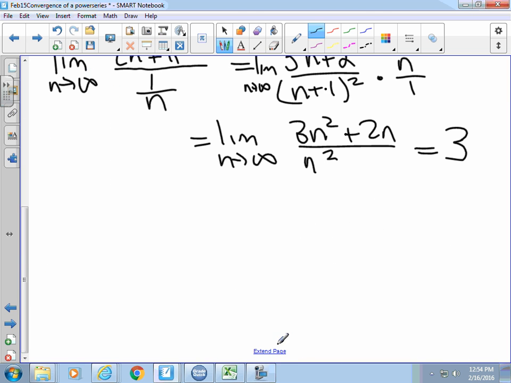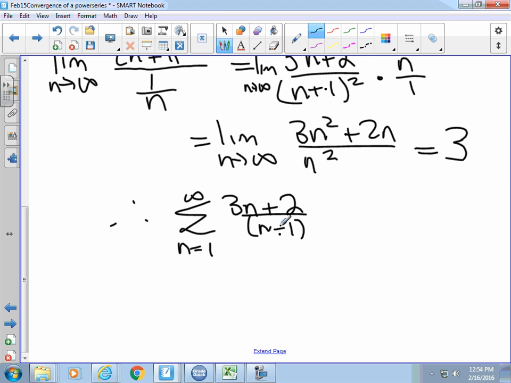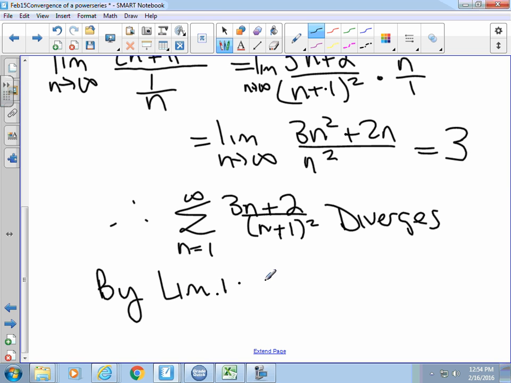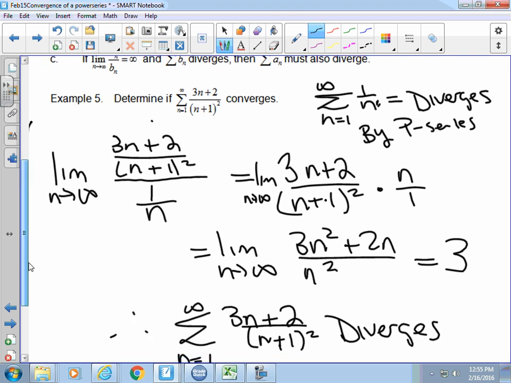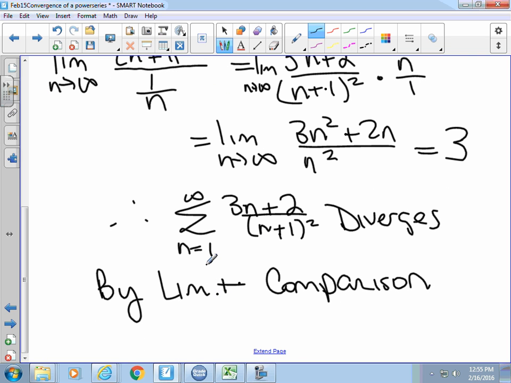So, they behave the same. Therefore, the sum from n equals 1 to infinity of 3n plus 2 over n plus 1 squared diverges by the limit comparison test. Now, if I hadn't shown my work, I'd need to say more, but they can see my work up here that I compared it with the p-series 1 over n. And if you really wanted to cover your bases, you could say this one diverges by p-series, and by limit comparison, this one also diverges. Any questions about that?